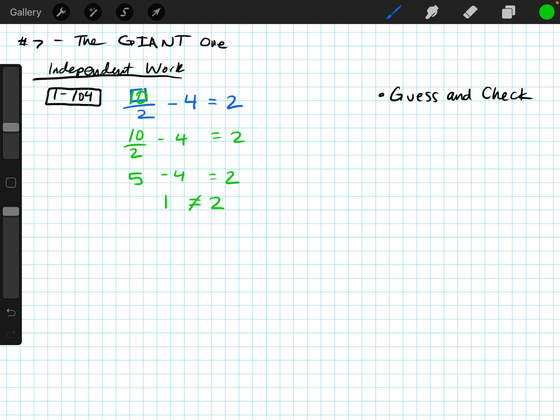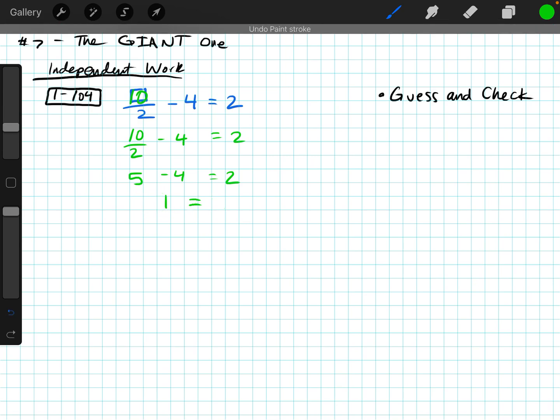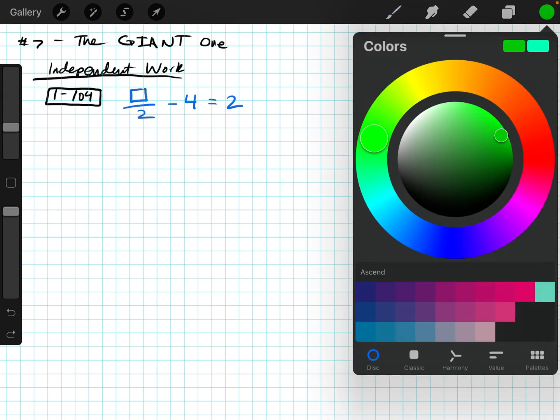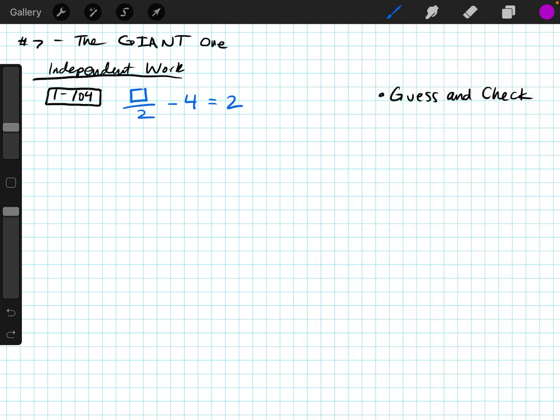So that's a little bit too low on this side, right? The 1 is a little bit low, so let's try something a little bit larger. If we go back, we can try it again. Our next number, let's try a different color. Let's try pink. Let's see if 12 works. 12 divided by 2, that's our first step, which is 6. Then we'll subtract 4. Then we'll see if it equals 2. And guess what? 6 minus 4 is 2, and 2 equals 2. So that's how we check.